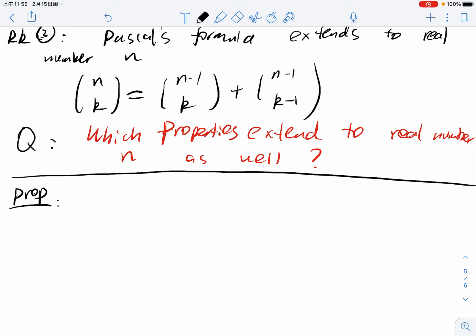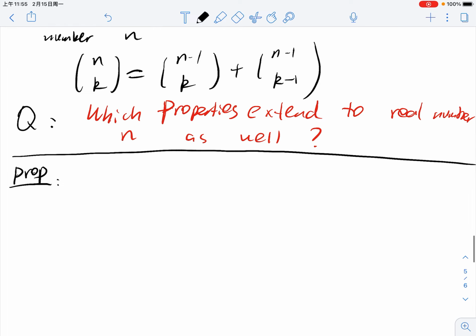Next, let's do some tricky applications. Actually, when you do some theoretical proofs for combinatorial formulas later, sometimes they use very tricky transformations between binomial coefficients. So it's good to give you some flavor of what that looks like in this lecture.